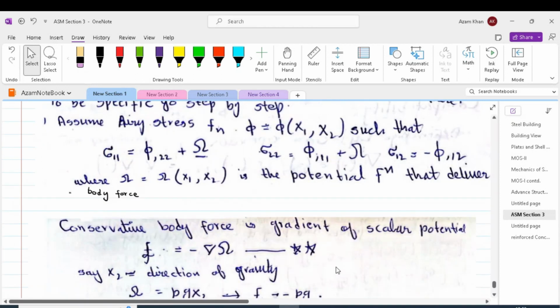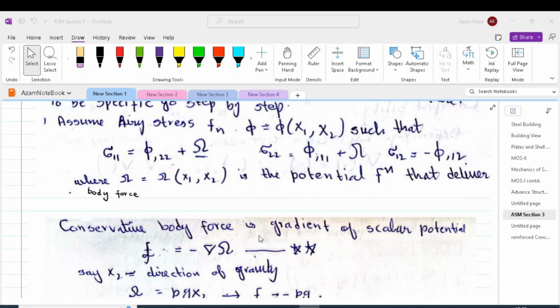Please note that omega is a function of coordinates x1, x2, and this is called the potential function that delivers body force. It is important to note that the body force used in the Airy stress function is conservative body force. A conservative force is a concept related to the work done by a force on an object as it moves through displacement in a conservative force field. The important characteristic of a conservative force is that the work done by the force on an object is independent of the path taken by the object between 2 points in space.